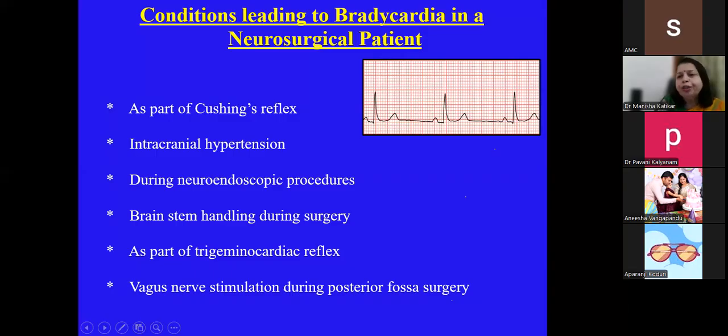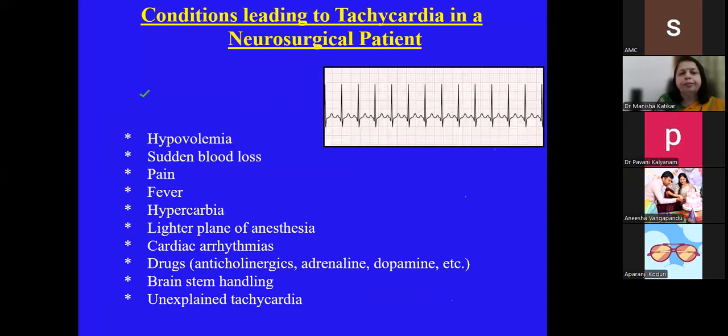I'm not going into details of intraoperative neuromonitoring in this, because we are learning the commonest challenges in neuroanesthesia in this class. So the commonest is what? You get bradycardia, and if it is brainstem handling, if it is a posterior fossa extradural hematoma, subdural hematoma, cerebellar bleed, or a posterior fossa tumor, then you have to be very vigilant, because brainstem handling in such situations can cause bradycardia. As a part of trigeminocardiac reflex, and even during posterior fossa surgery, if there is vagus nerve stimulation, then also there can occur bradycardia.